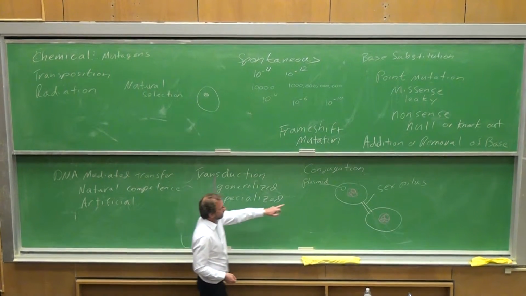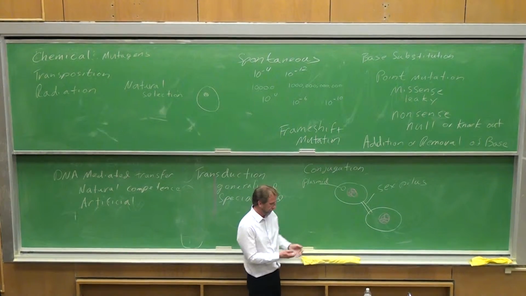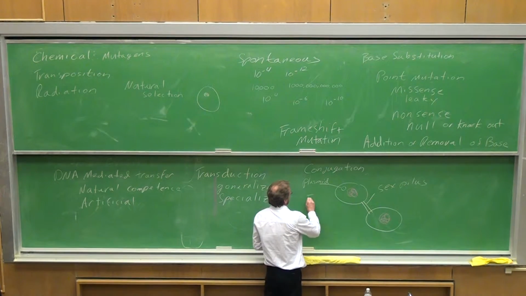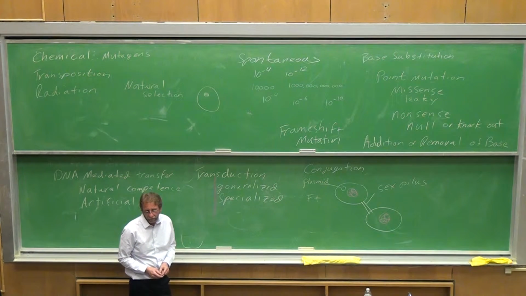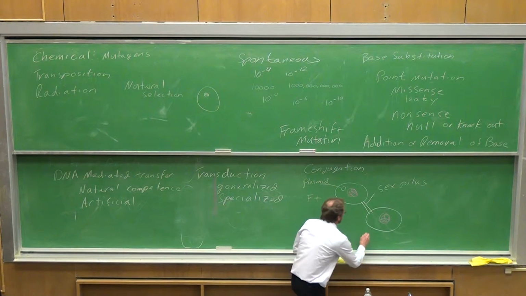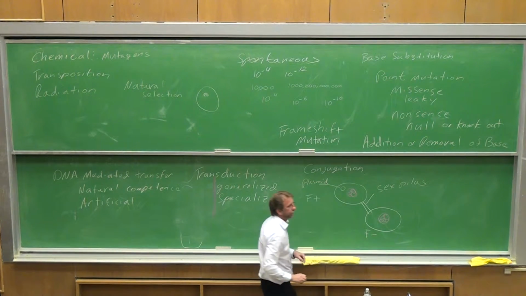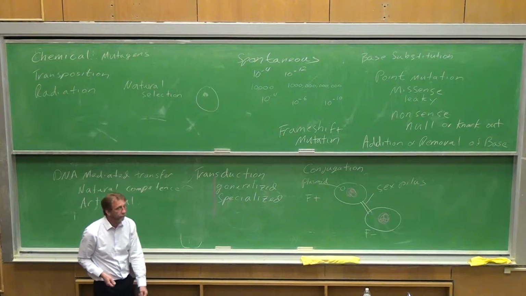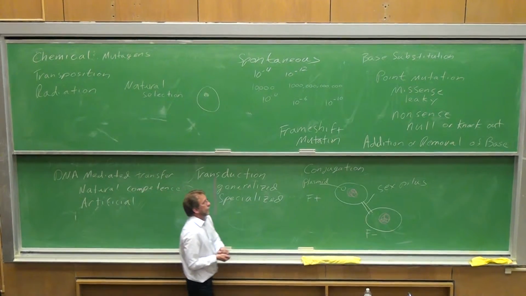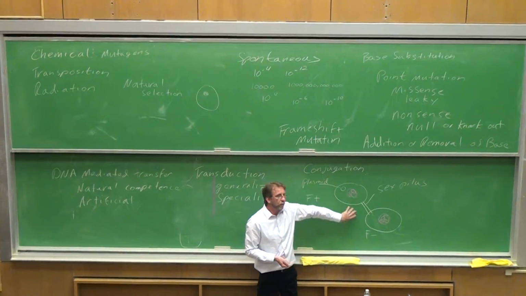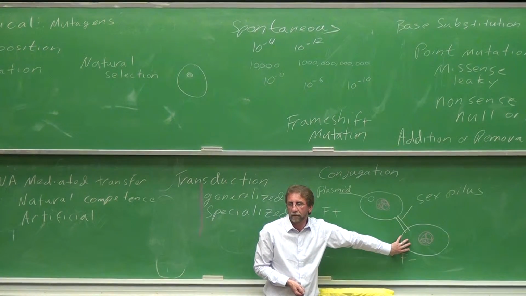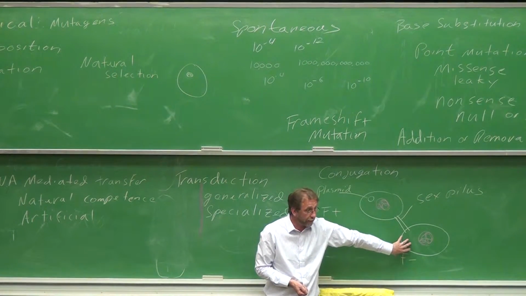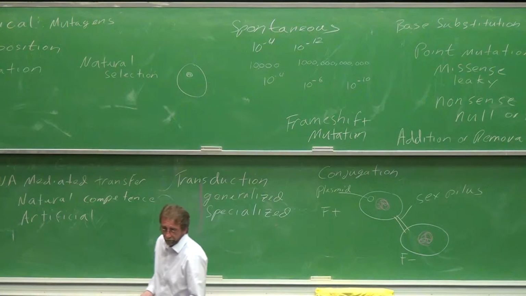Those cells that have this plasmid are said to be F plus cells. They have the fertility plasmid. Those cells that lack it, then of course, are F minus. They lack the fertility plasmid. An F plus cell will only connect up with an F minus cell. You don't get F plus cells connecting up with F plus cells.